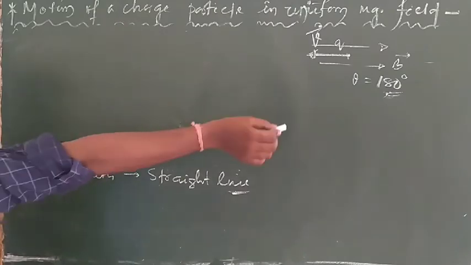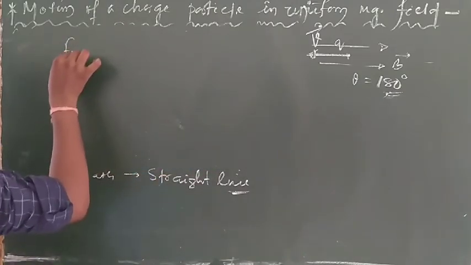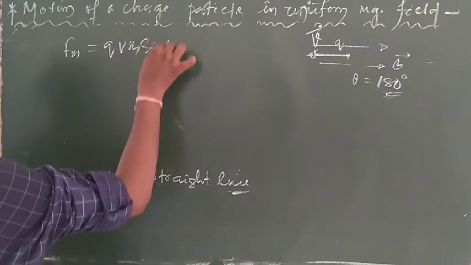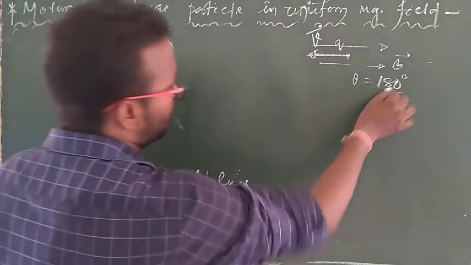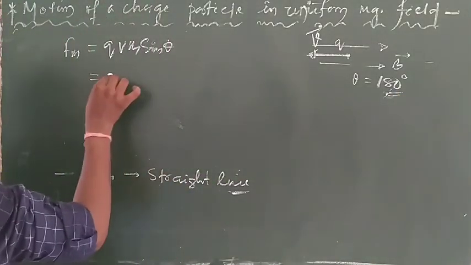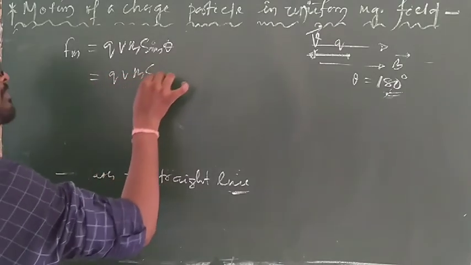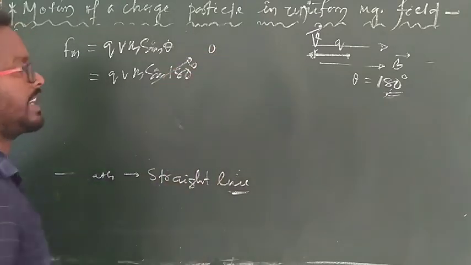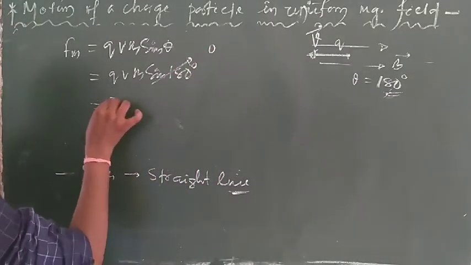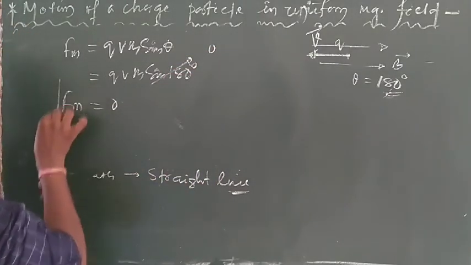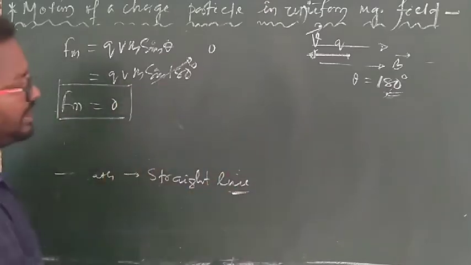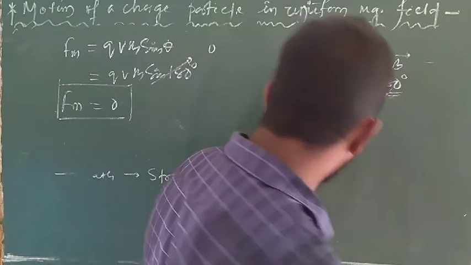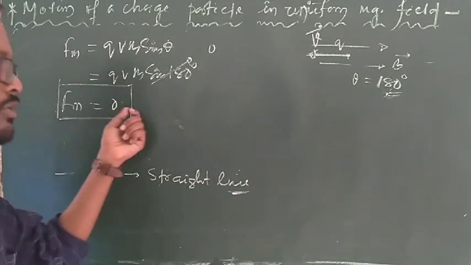According to the magnetic force, Fm equals QVB sin theta. Here theta equals 180 degrees, so you can write QVB sin 180 degrees. And we know the value of sin 180 degrees equals 0. So the magnetic force experienced by the charged particle moving opposite to the direction of the magnetic field is equal to 0.